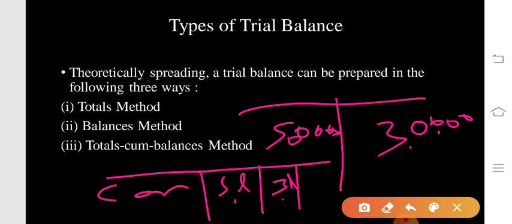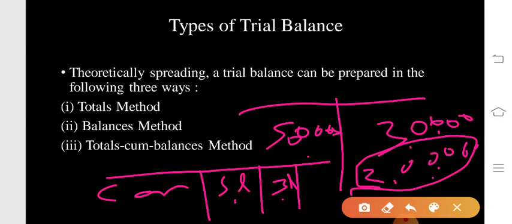But what about the balance method? If you see here, you have receipts of 5 lakh and payments of rupees 3 lakh. So if I ask you the balance of cash, you'll tell me, ma'am, it's 2 lakh. Why is it so? Because you have received rupees 5 lakh, and from that 5 lakh, you have paid rupees 3 lakh. So the balance that you are left with is 2 lakh. So this is your balance.